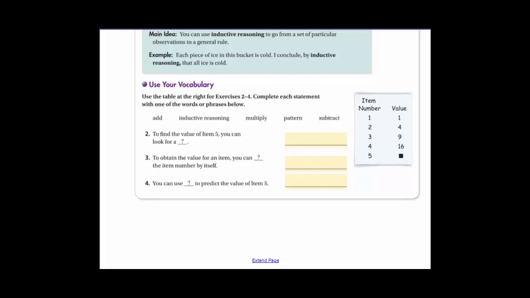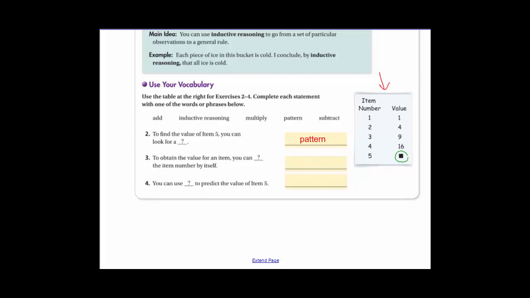So let's get started with some practice using that vocabulary. Let's use the table at the right for exercises 2 through 4. That's this table over here. So we're going to complete each statement with one of these words: add, inductive reasoning, multiply, pattern, or subtract. So question 2, to find the value of item number 5, that's this square here that's missing. To find that value, what can we do? Well, we can look for a pattern. What's the pattern in the way the numbers are going? So it's obvious what the pattern is in the first column, 1, 2, 3, 4, 5, but what's the pattern in the second column? Well, really, that's the answer to question number 3.